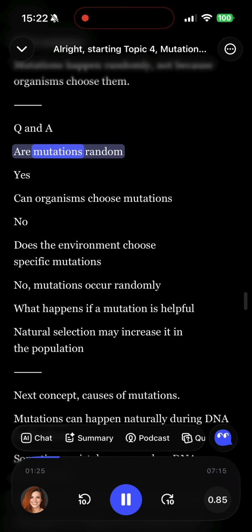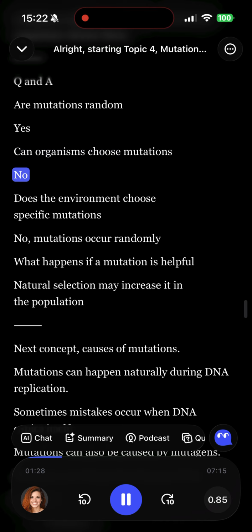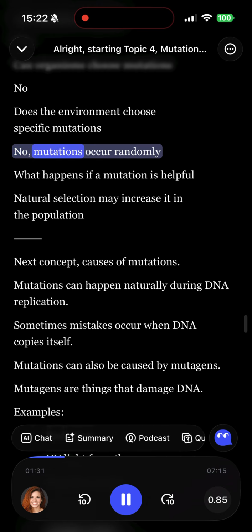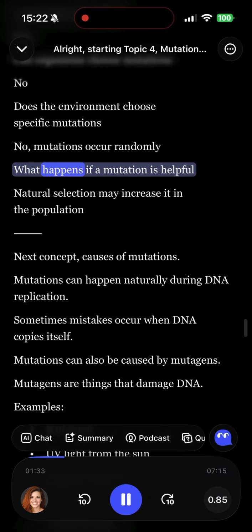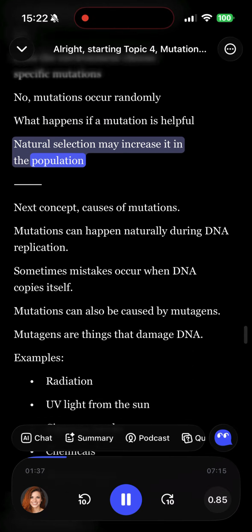Q&A, are mutations random? Yes. Can organisms choose mutations? No. Does the environment choose specific mutations? No, mutations occur randomly. What happens if a mutation is helpful? Natural selection may increase it in the population.